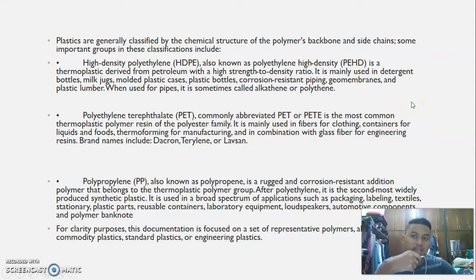Plastics are generally classified into many types, but I only list three. First of all is HDPE, second PET, and the third is PP. The full name of HDPE is high density polyethylene, and the PET is polyethylene terephthalate, and the third one is polypropylene.